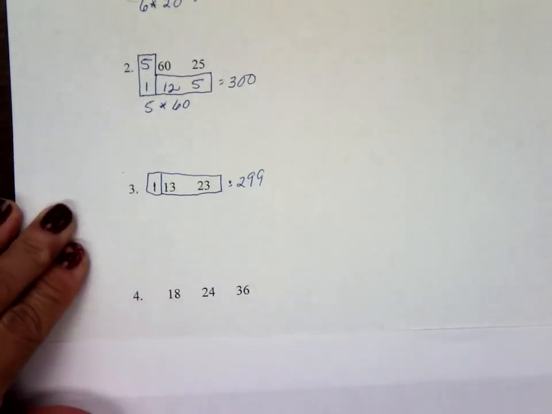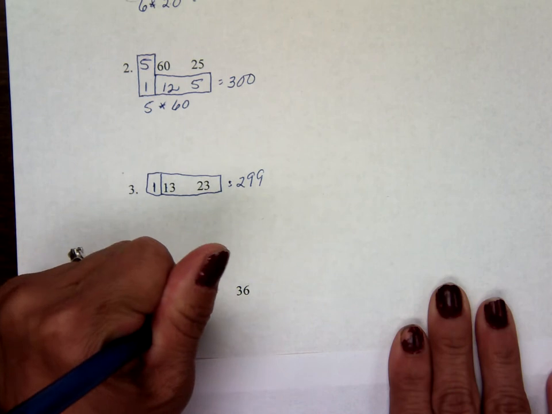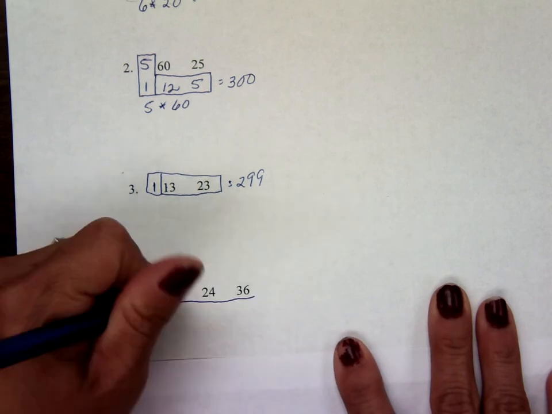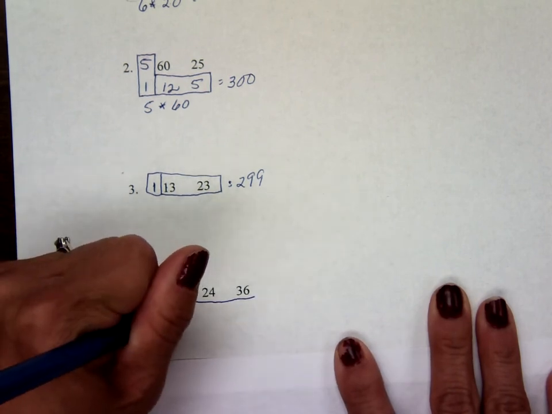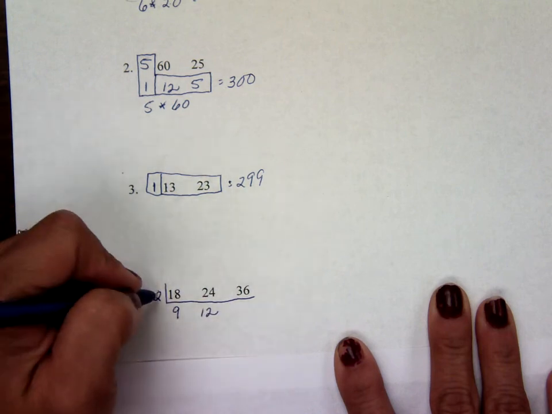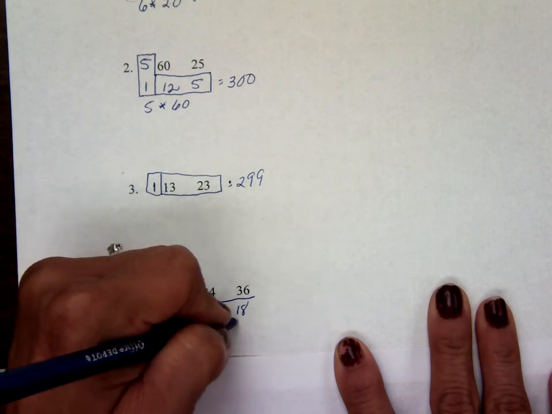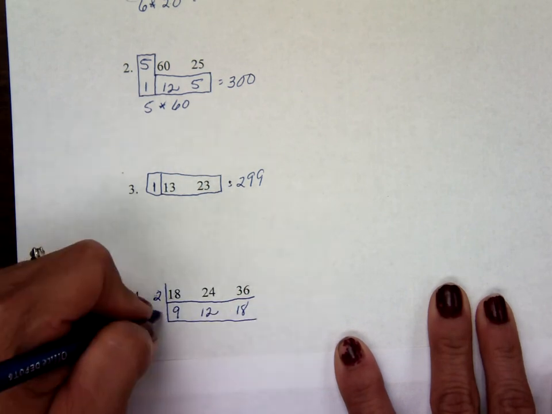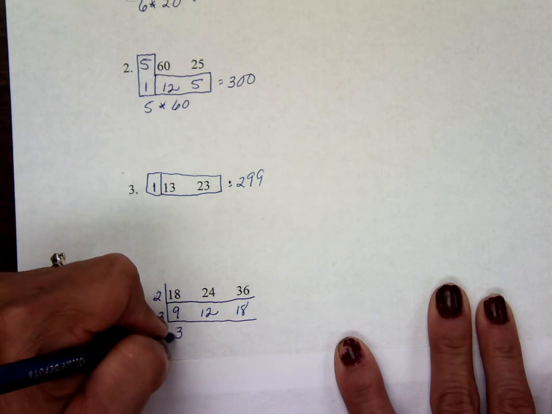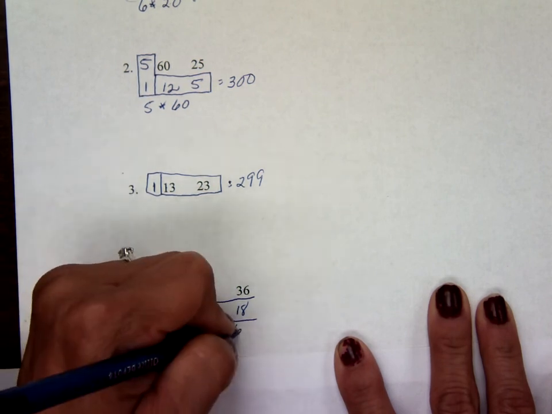Okay, now here's the difference between GCD and LCM with three numbers. You start out exactly like you do GCD. A number that all 3 will go into is 2. 2 goes into 18 9 times, 2 goes into 24 12 times, and 2 goes into 36 18 times. A number that all 3 will go into, well, we know is 3. 3 goes into 9 3 times, 3 goes into 12 4 times, and 3 goes into 18 6 times.